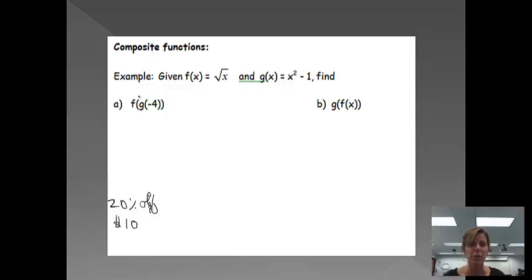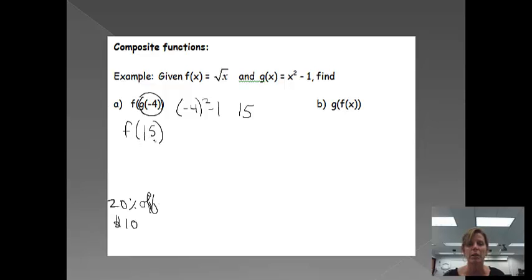The first thing that we're going to do is deal with the function inside first. So the first thing that we're going to do is evaluate g of -4, which means I'm going to go into the g function. Wherever I see an x, I'm going to put -4. So -4 squared minus 1, that will give me 16 minus 1, which would be 15. So I've just found that g of -4 is equal to 15.